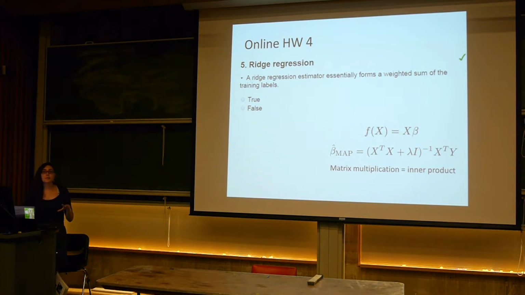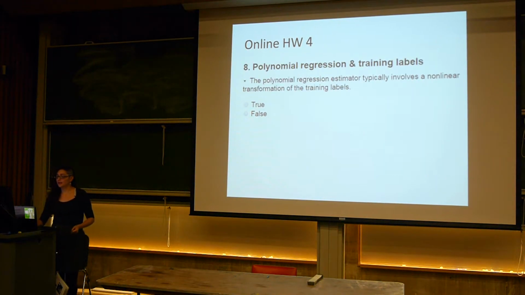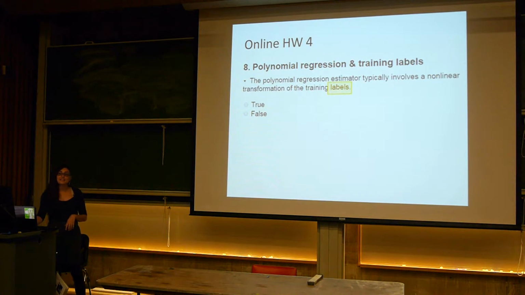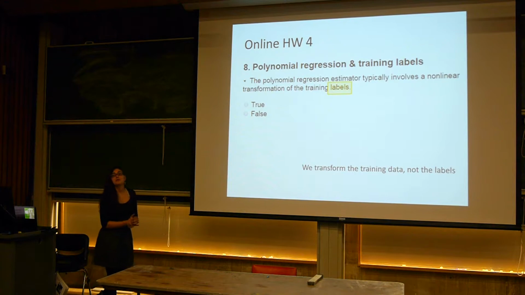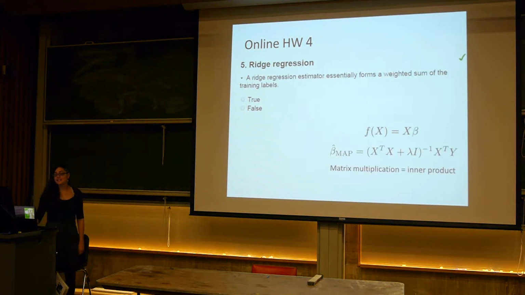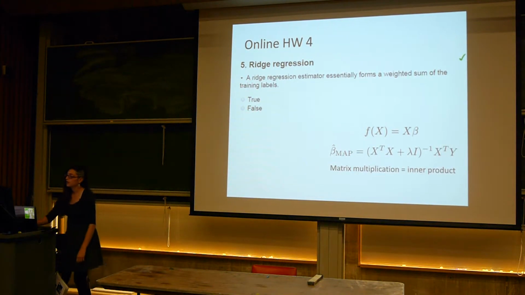If someone feels like there was some other confusion with this question, please do stop me, because I'm just going based on why I think people got it wrong. I don't actually know why. I think this was just a reading issue. You were reading it kind of quickly and didn't realize that it said labels and not data at the end. In polynomial regression, we do a nonlinear transformation of the data. The labels, it's still going to be a linear transformation of the labels in the end. OK.